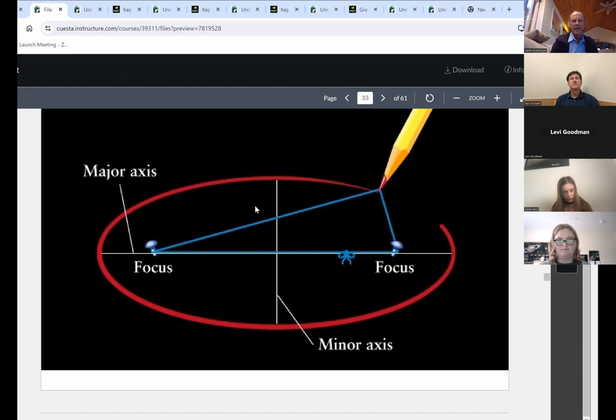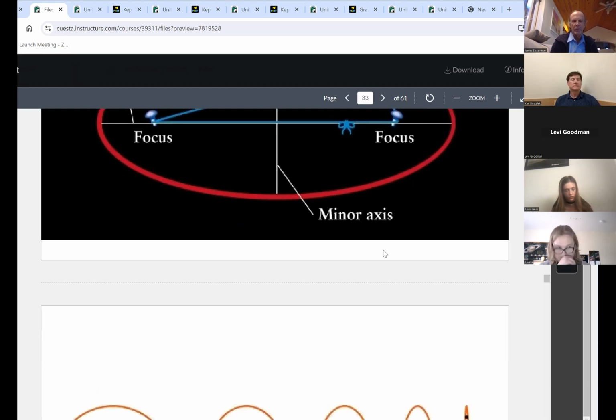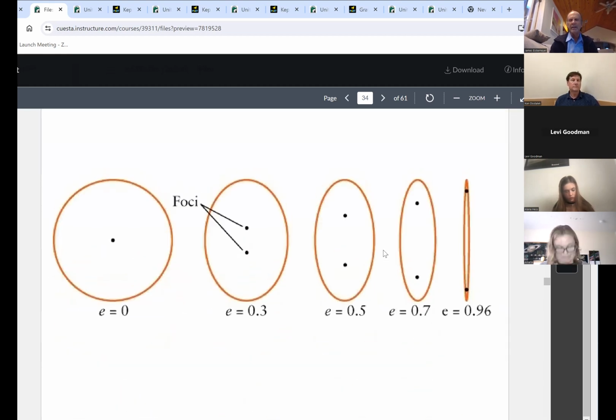Now, there are also some mathematical equations associated with this, but the important thing for us here is to realize that the farther apart these two points are, the more elongated the elliptical orbit will be. And so as we analyze the orbits of stars, we will be looking at what kind of an elliptical path the stars are moving in.